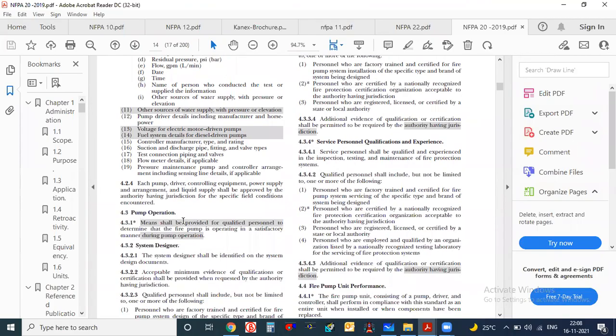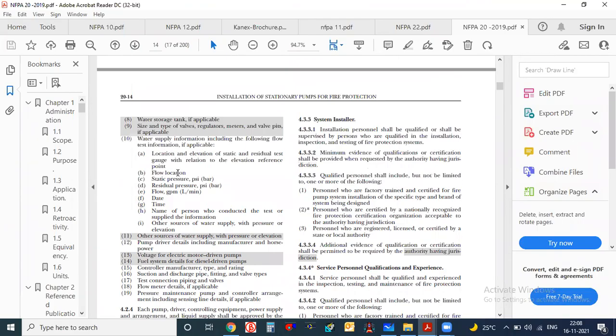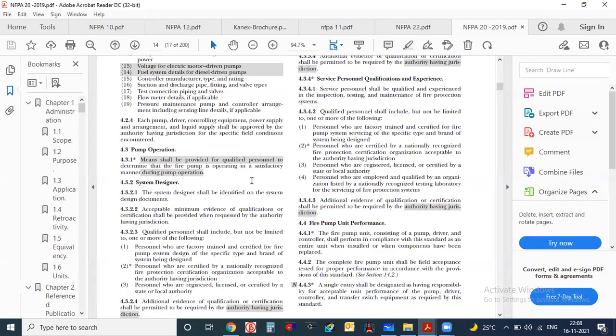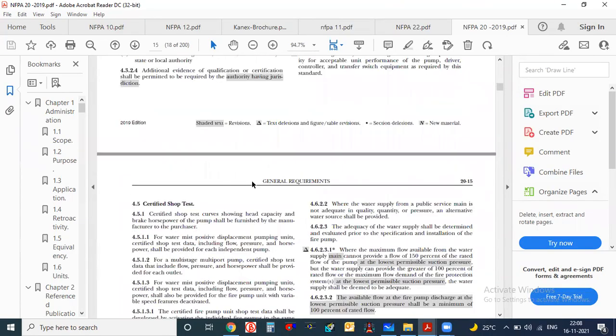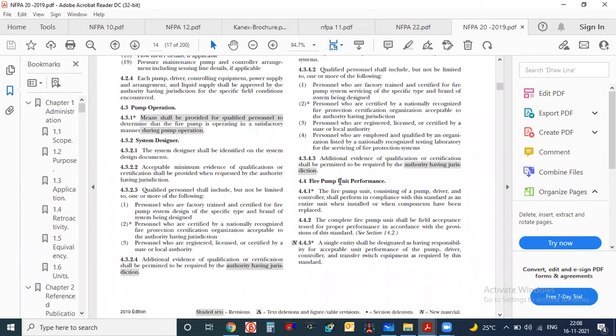Most of the things we don't follow here. Maybe what we only follow are the flow, residual pressure, static pressure, flow location. These things mostly we don't follow actually, but certain things are given because we follow hydraulic calculation. Whatever the results given in the hydraulic calculation, we follow those only. Here some things are given. I am showing you. Now here they're talking about the pump performance also.